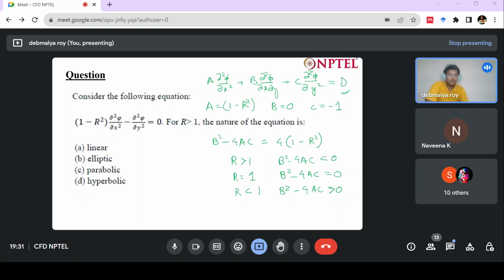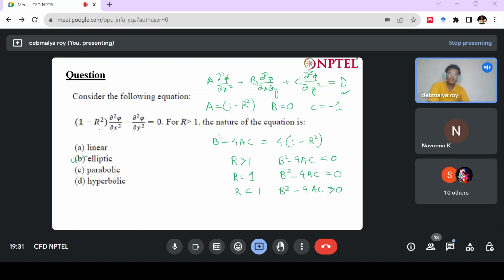If r is greater than 1, what is it? Is it elliptic, parabolic, or hyperbolic? Elliptic. If r is greater than 1, then this is elliptic. So we will mark that.